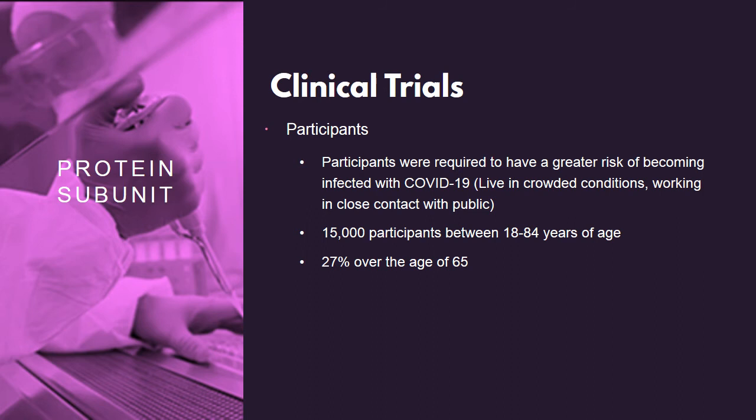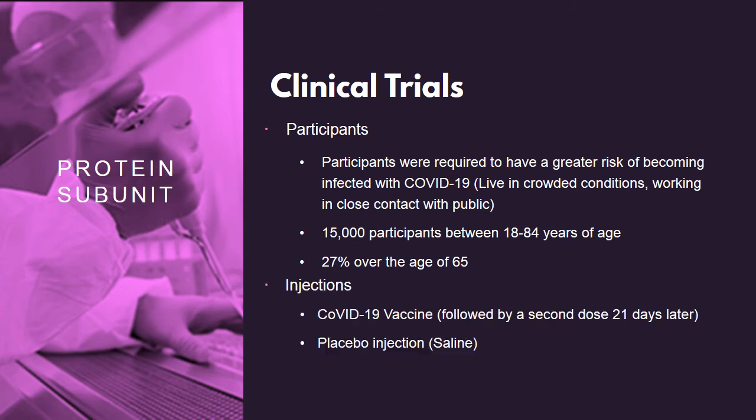There were in total 15,000 participants aged between 18 to 84 years old. Among them, 27% of participants were above 65. Novavax picked participants from crowded conditions working in close contact with the public because they had greater risk of infection. The participants were then divided into 2 groups. One group was given the COVID-19 vaccine and the other group was given a placebo injection.